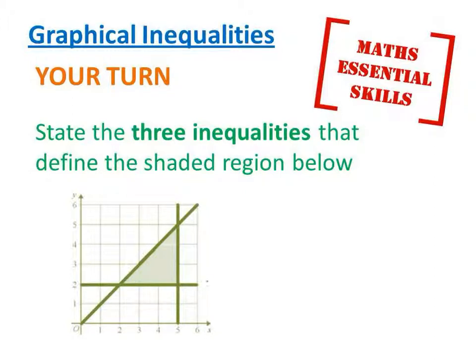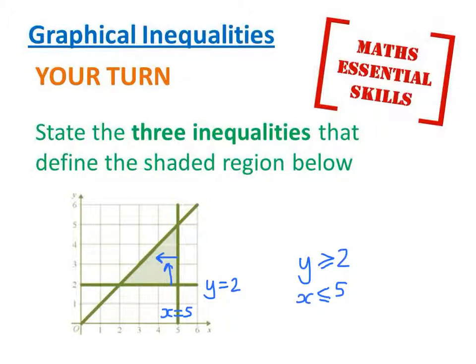Okay, so this line is y equals 2, and I can see that all the parts above this line are where y is greater than or equal to 2. The second line I'm going to focus on is this one, and this is x equals 5. Now, because I'm looking to the left of x equals 5, all the numbers on the left are less than 5, so I know x has got to be less than or equal to 5.